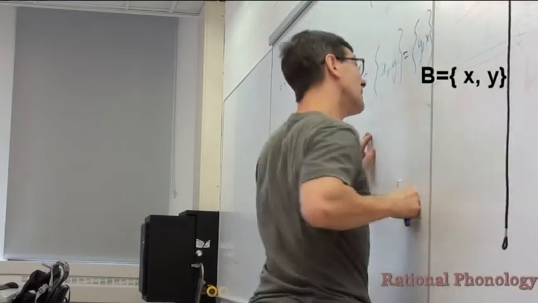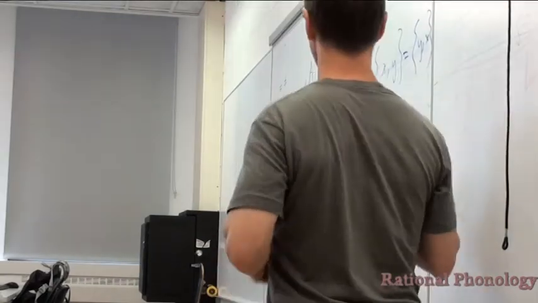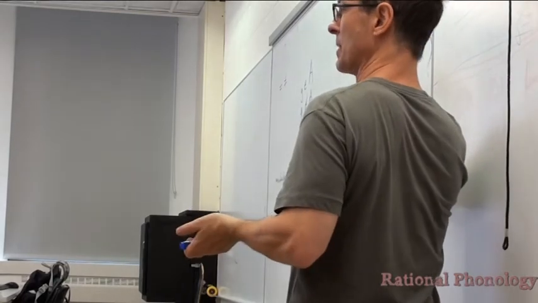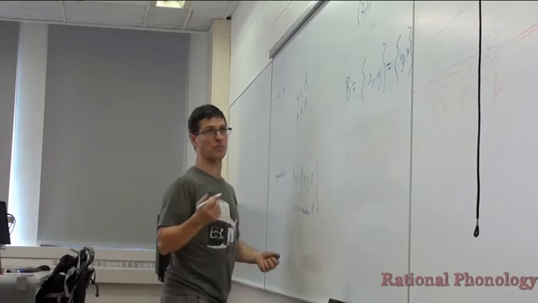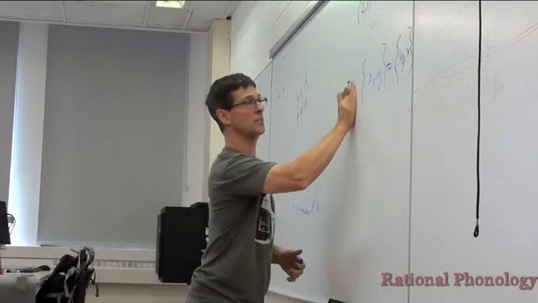I look in B and I see X. So the answer is yes. So the order in which I list them doesn't matter. It's just yes or no. Exactly. And something else follows from that property, which is another way to write the same set.